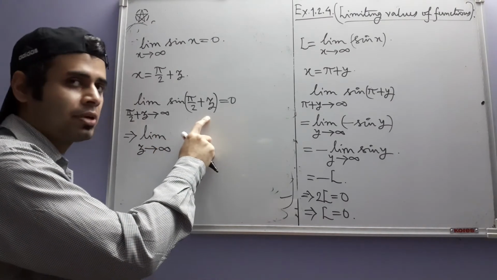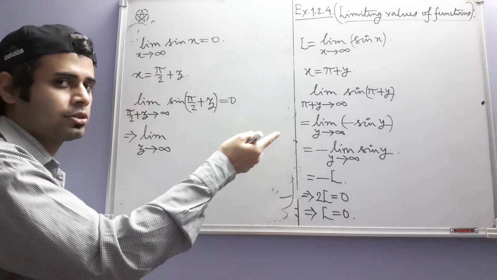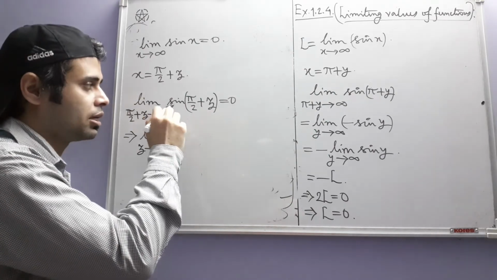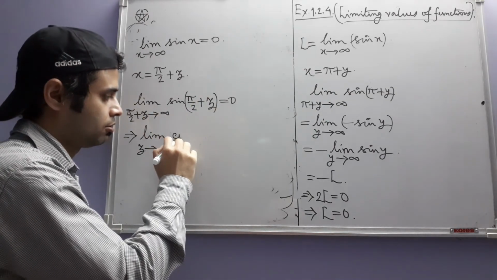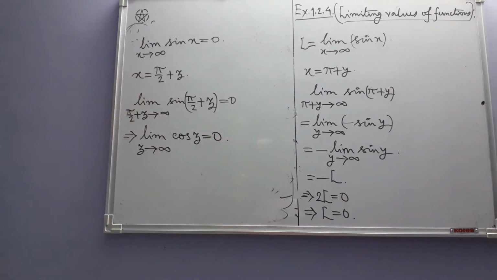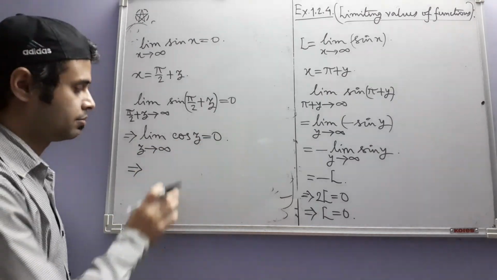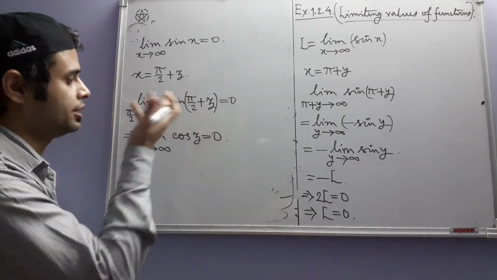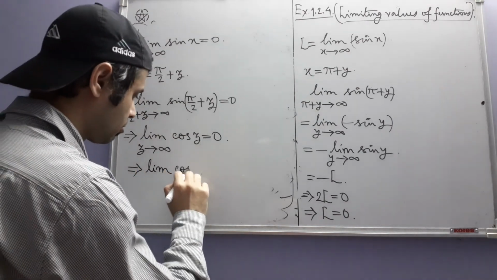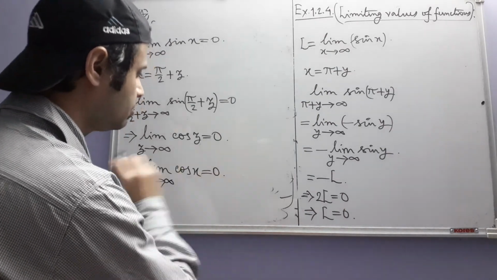Now here if we apply the sin a plus b formula, sin pi by 2 cos z plus cos pi by 2 sin z. Cos pi by 2 is 0, so the first term survives, where sin pi by 2 becomes 1. So the limit of cos z is equal to 0. Now if we want, we can change this variable name. We are calling it z, we can call it x also. Limit cos x as x approaches infinity is equal to 0.